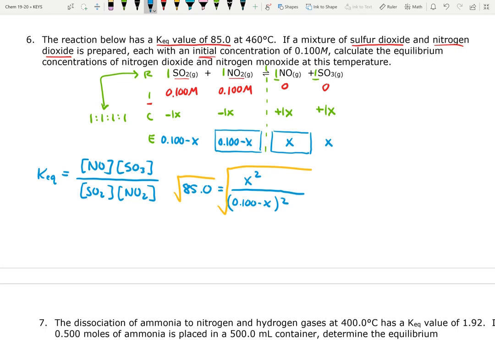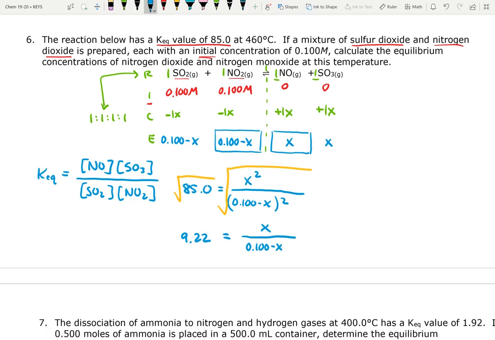So square root of 85 in my calculator gives me 9.22. All right. On the other side, if I do the square root, on my numerator, I'll have the square root of x squared, which is just x. And in the bottom, I'll have the square root of 0.100 minus x quantity squared, which is 0.100 minus x. That's a lot easier than what we had, I think, right?